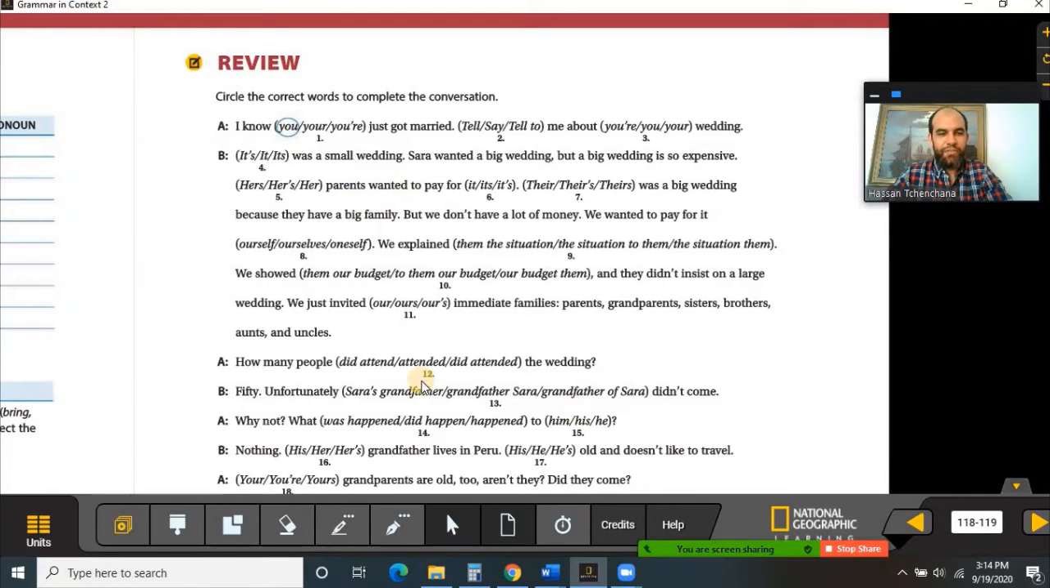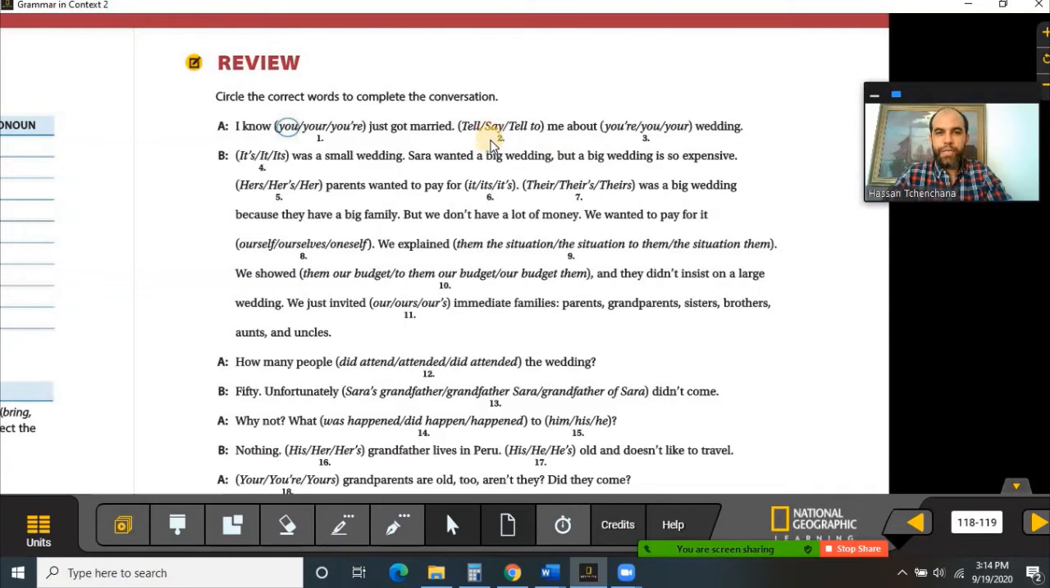The first one is done as an example: I know you just got married. Number 2: tell, say, tell to me about. Anytime we have an object, we can't pick say. We don't say say me, say them, say him. We always use tell when we have a direct object pronoun: tell me, tell him, tell them, etc. So the correct answer is tell.